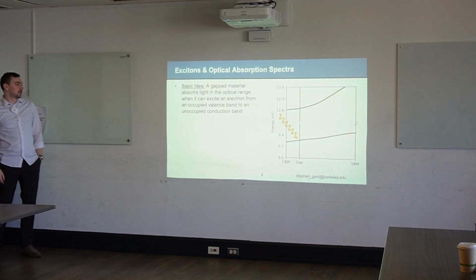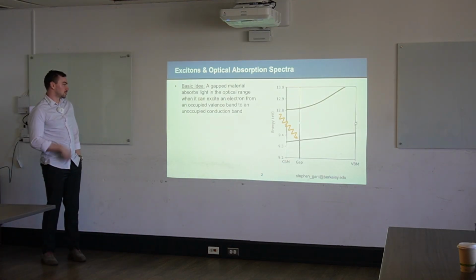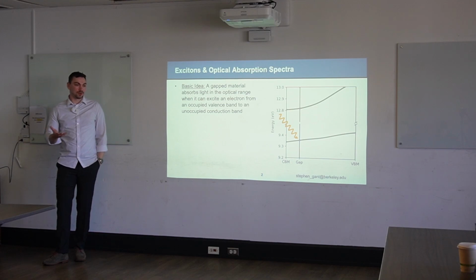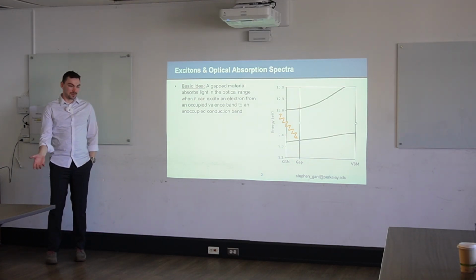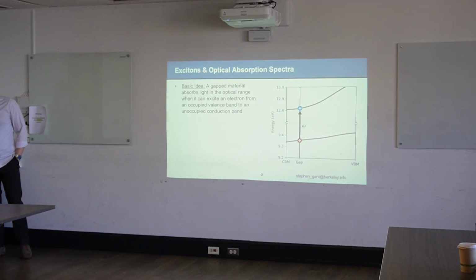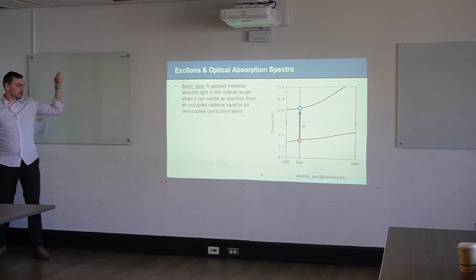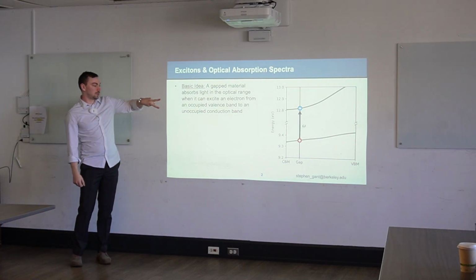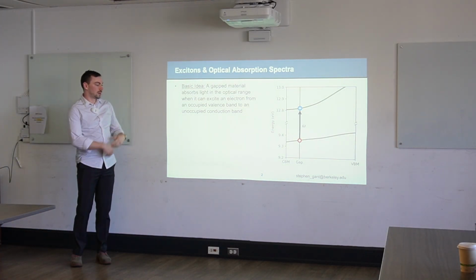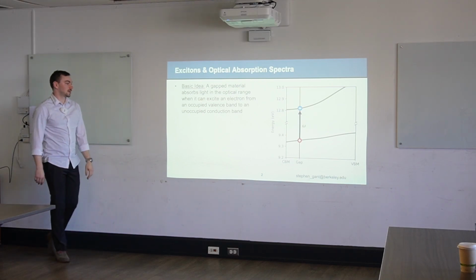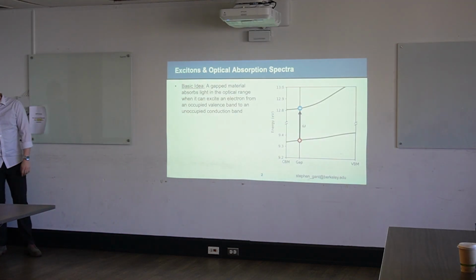The basic idea of what I'll be talking about today is that when you shine light on a gap material in the optical range, you will excite an electron into a conduction band, and you'll have this hole that's left behind in the valence band at whatever the frequency of that gap that you're exciting is. And so, this is the very basic picture of optical excitation.